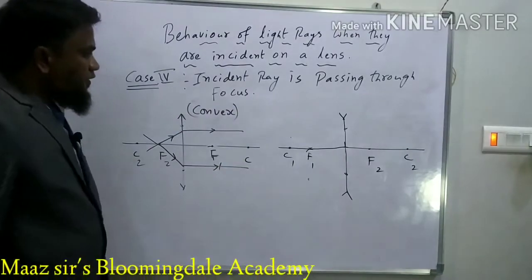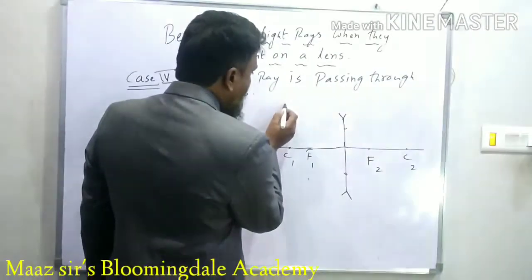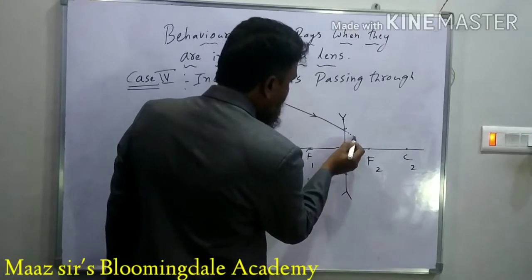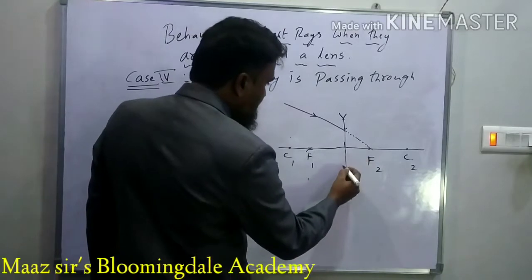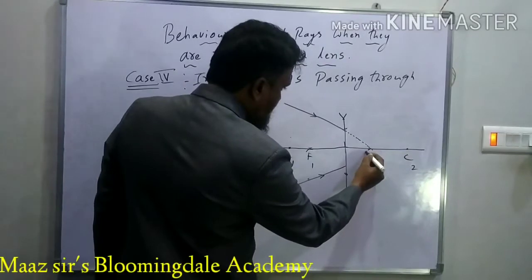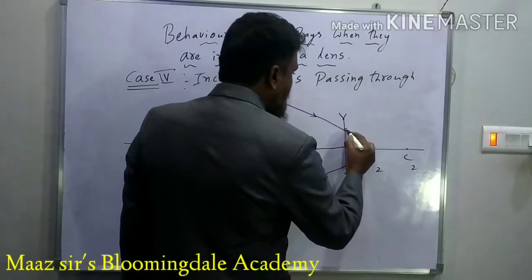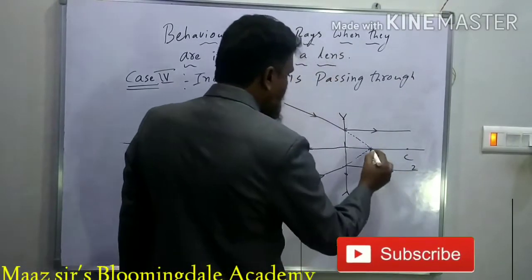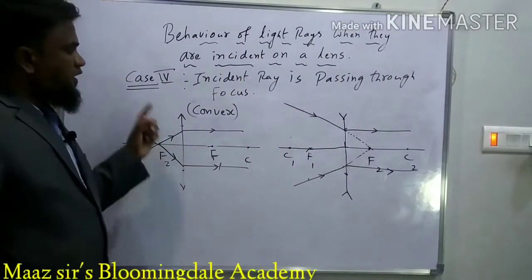Similarly, coming on to the concave lens, now let us see the incident ray. Imagine that this is the incident ray. It is passing toward the focus. This is the focus, and one more ray is passing toward the focus. So what happens when it touches the lens? It becomes parallel. So this is the situation for case 4.